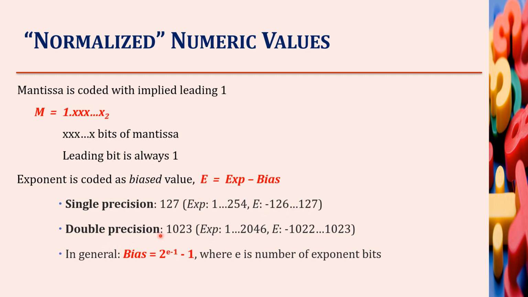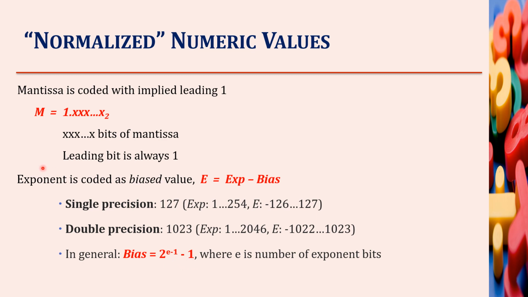Similarly, in the case of double precision, it takes 11 bits for representing the exponent. So e minus 1, that is 10. So 2 power 10, that is 1024. 1024 minus 1, that is 1023. So 1023 is the biased value in the case of double precision, and so it can represent values in the range minus 1022 to 1023. So this bias can be calculated as 2 power e minus 1, minus 1.